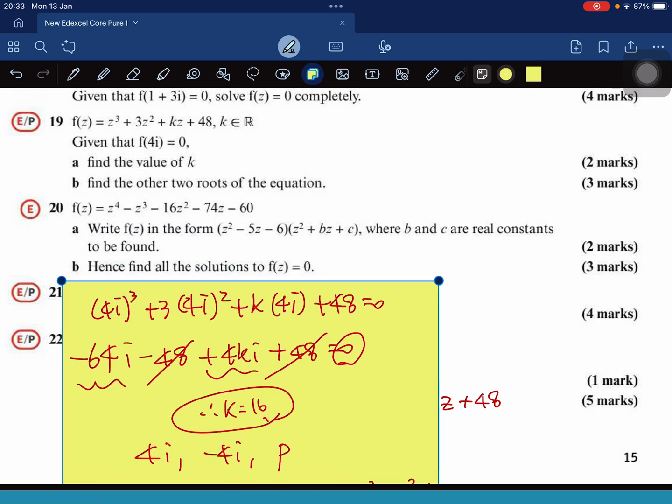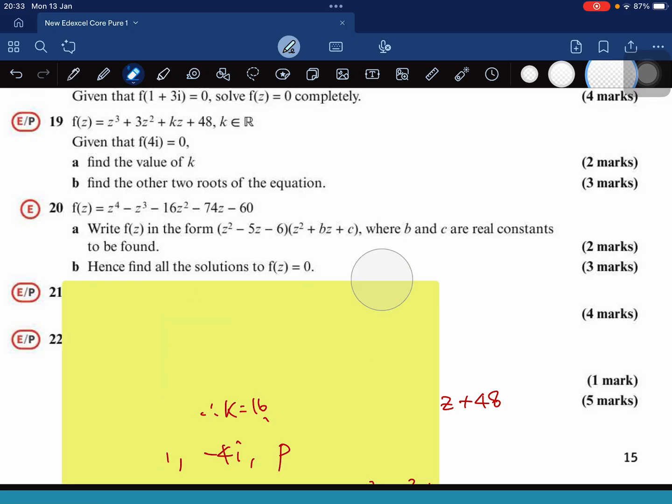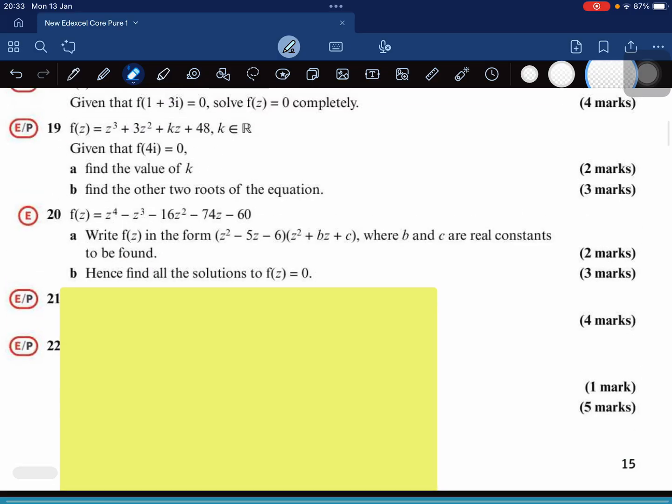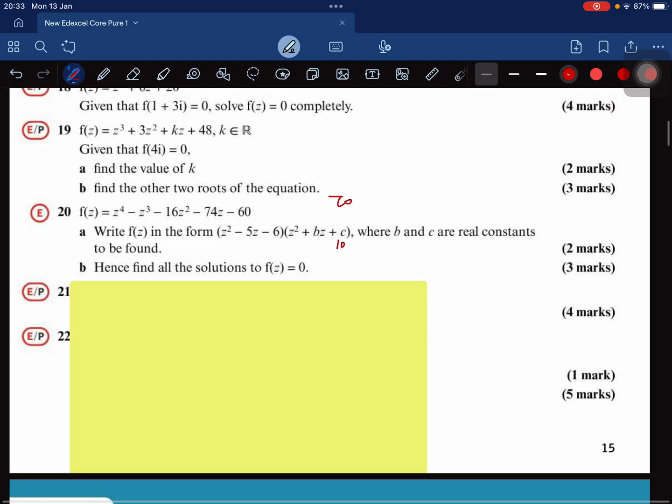And number 20. This has the form of two quadratic factors. Actually, we can go further for this, but anyway, here it asks us to do it like this. So let's compare the coefficients. It's very easy to see c equals 10, because the only constant term is negative 60, which should be negative 6c.